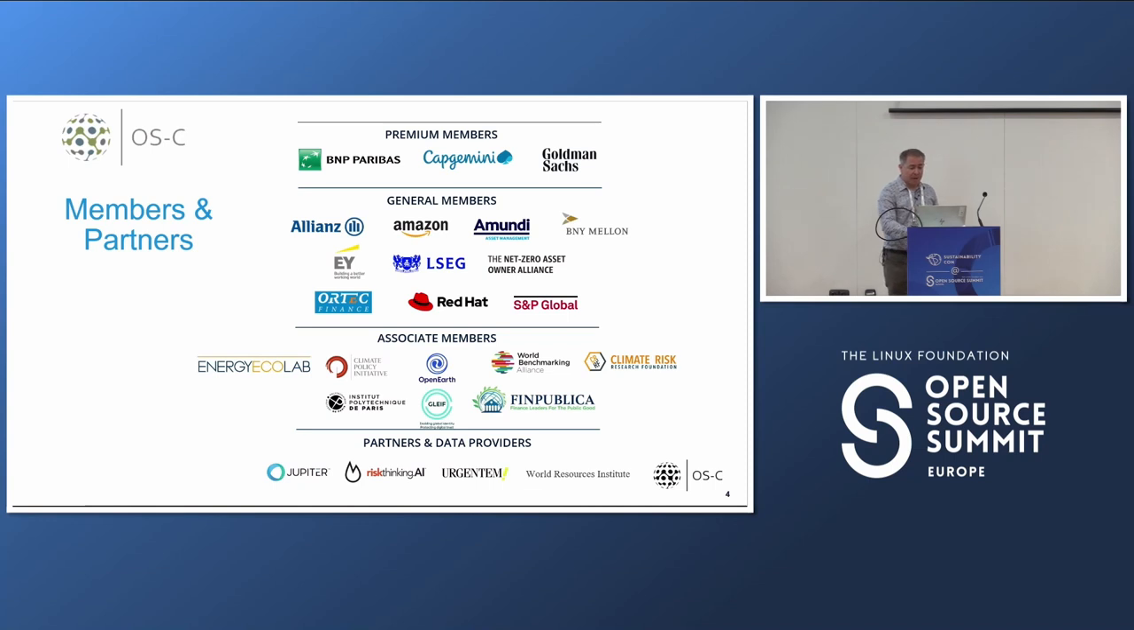Our membership: we were founded by BNP Paribas, Allianz, Goldman Sachs, and Amazon Web Services, and we now have built up a few other asset manager members, such as Amundi. We have London Stock Exchange, BNY Mellon, and then alongside Amazon, we have Red Hat, who are key partners in particular in the data project. And on the bottom there, you'll see also some partners that are research institutions or data providers. So OS Climate, we're a member-driven non-profit organization.